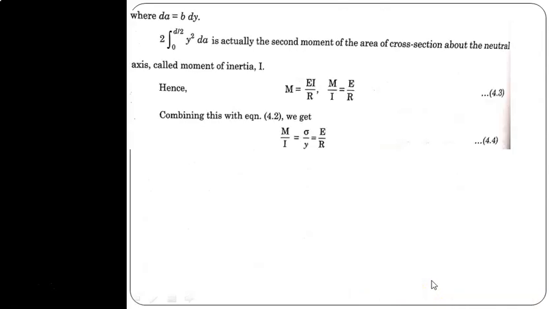Now you see that 2 into the integral from 0 to d by 2 of y squared dA is actually the second moment of the area of the cross section about the neutral axis, that is called the moment of inertia I. Hence M is equal to EI divided by r, and therefore the equation becomes M by I is equal to E by r, which is nothing but M by I is equal to sigma by y is equal to E by r. So this is the final required equation of simple bending theory.